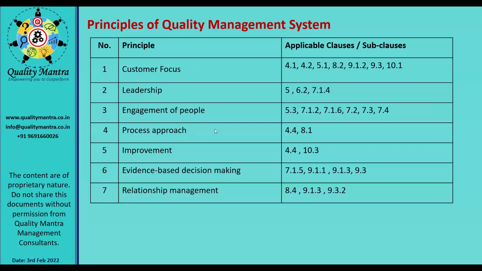These 7 principles of the quality management system have been addressed, focused on particular clauses of the ISO 9001. Customer focus is also one of the ready reckoner. Whenever there is something related to customer focus, go to these particular clauses like 4.1, 4.2, 5.1 leadership and commitment, 8.2, 9.1.2, 9.3, 10.1. All these clauses are related to customer focus, how an organization is focusing on the customers, because customer should be in your focus.